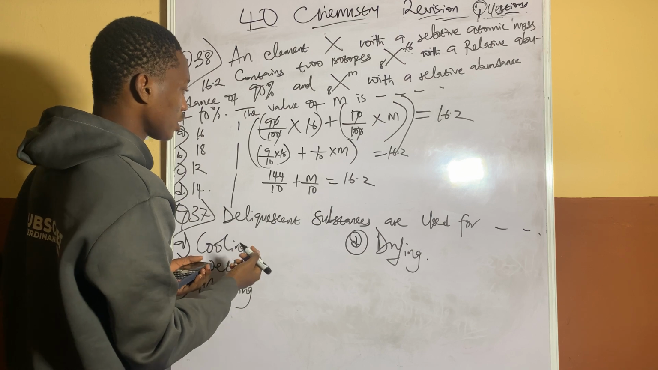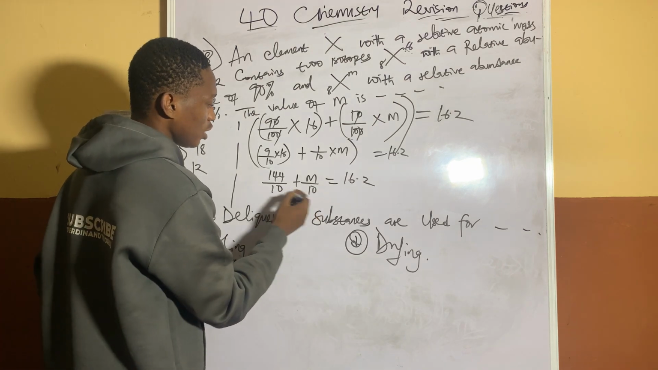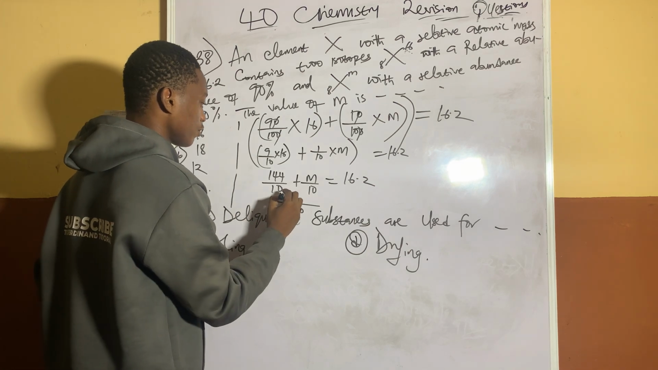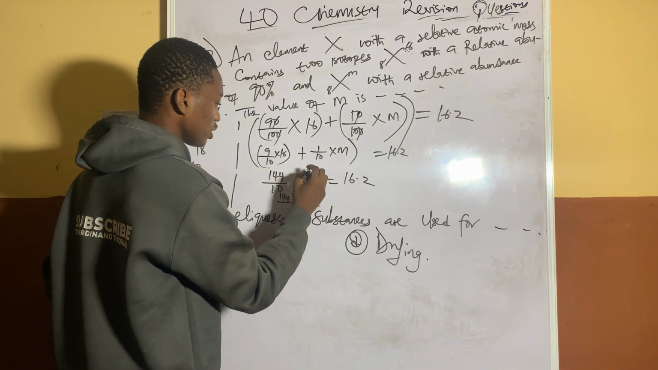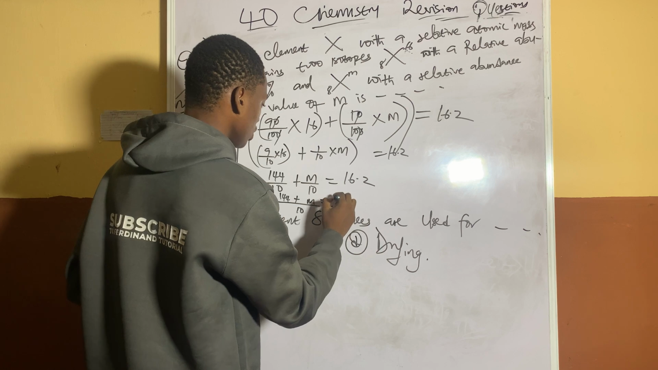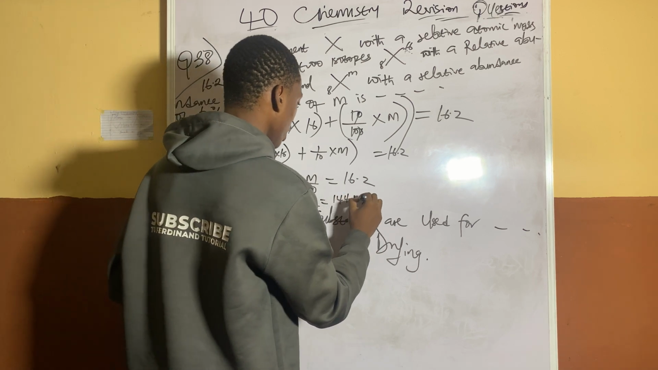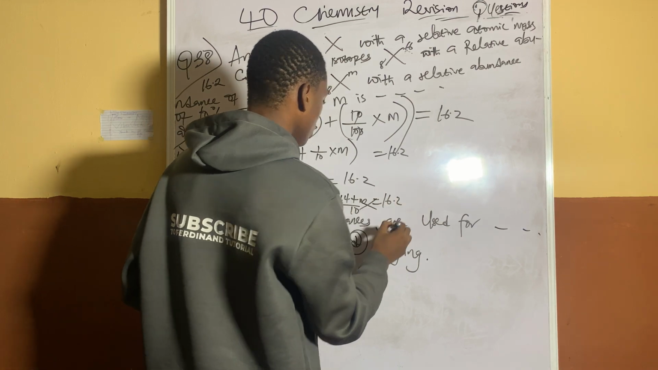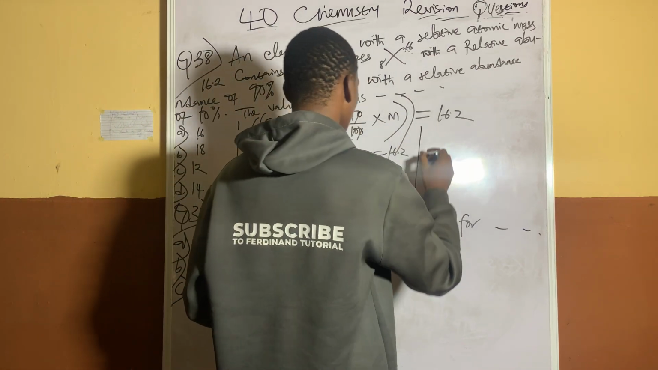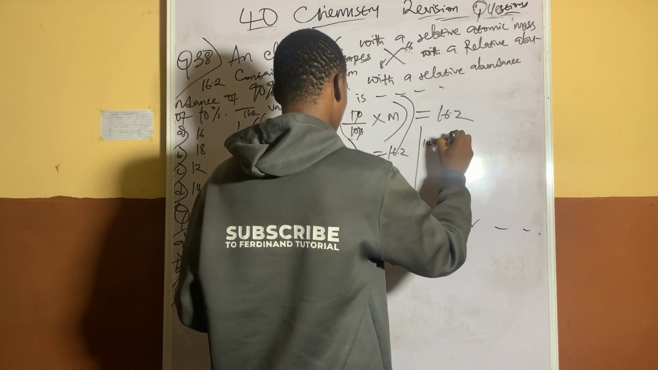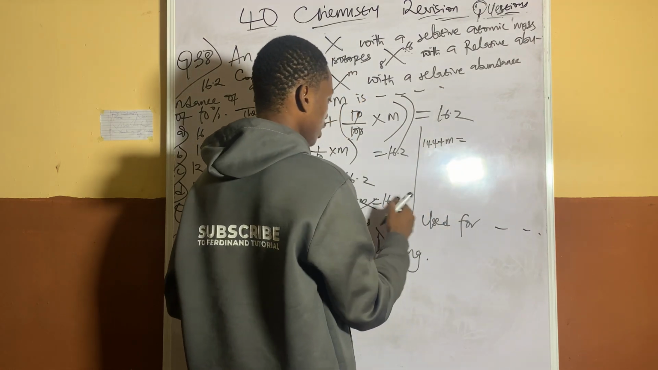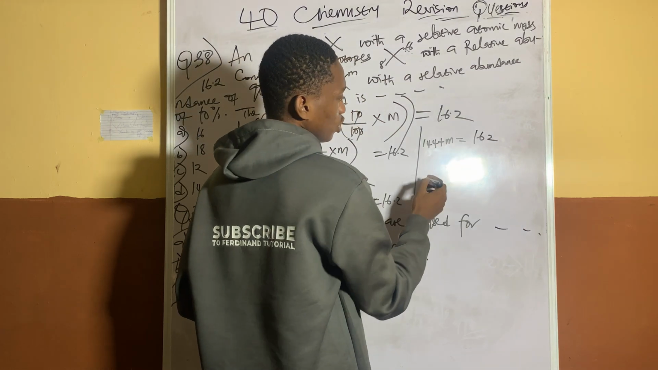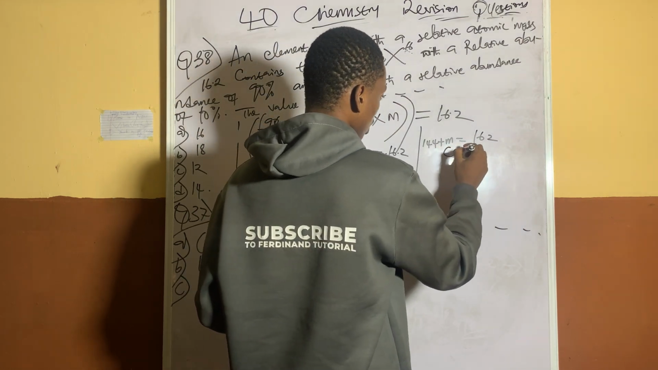If we collect like terms, what is the LCM of this and this? It is 10. 10 into here, 1, 1 times this, 144, plus 10 into this, 1, 1 times this is M. So this is the same thing as 144 plus M over 10 is equal to 16.2. I will cross multiply. So I will have 144 plus M is equal to 16.2 times 10, which is equal to 162. So I will collect like terms.